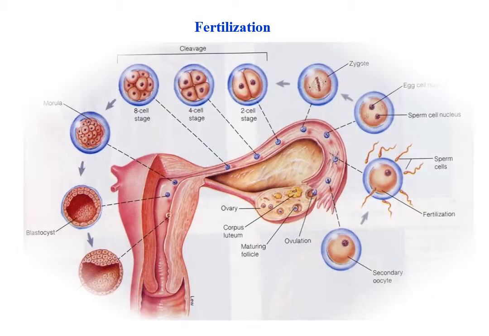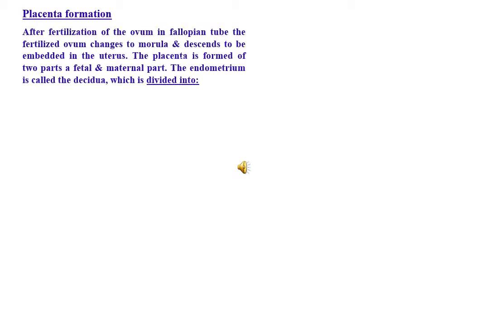This is a diagram showing the process of fertilization of the ovum and its implantation in the endometrium of the secretory phase. Placenta formation. After fertilization of the ovum in the fallopian tube, the fertilized ovum changes to morula and descends to be embedded in the uterus.